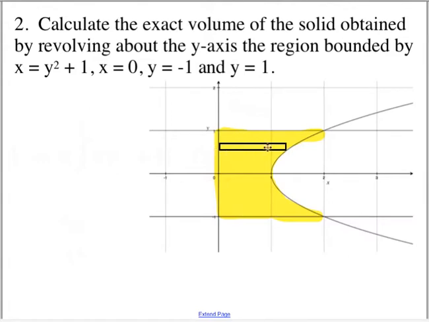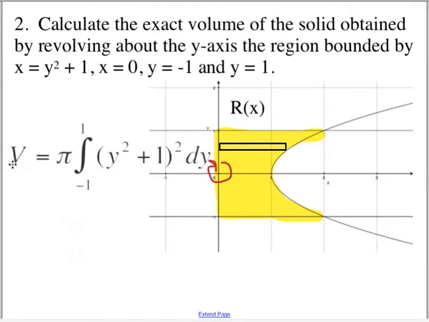My rectangle is going to be a horizontal slice since we are revolving around a vertical axis of revolution. And then calculating the radius is going to be the distance from the y-axis to the end of that sleeping parabola. And so it's already in x equals form in terms of y. And so my volume equation is going to be pi times the integral from negative 1 to 1, which are your limits of integration since those are the y values that surround the region. And then my radius is the sleeping parabola, squared. And then my exact answer would be 56 pi over 15.